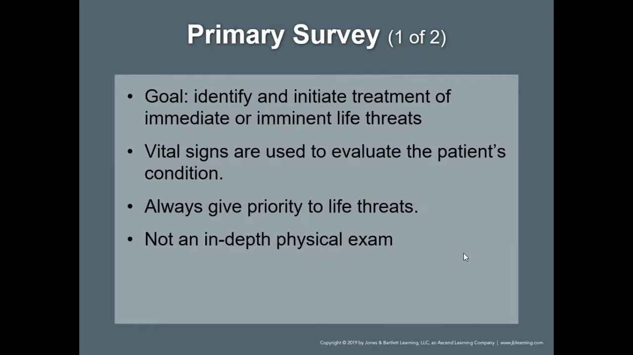Now, once we have completed the scene size up, the next phase of your assessment is a primary survey or primary assessment, the same thing. The purpose of the primary survey is to identify and initiate treatment of immediate or imminent life threats. Vital signs are used to evaluate the patient's condition. Always give priority to life threats. It's not an in-depth physical exam. So within the primary, you're looking at the patient's level of consciousness, airway, breathing, circulation.